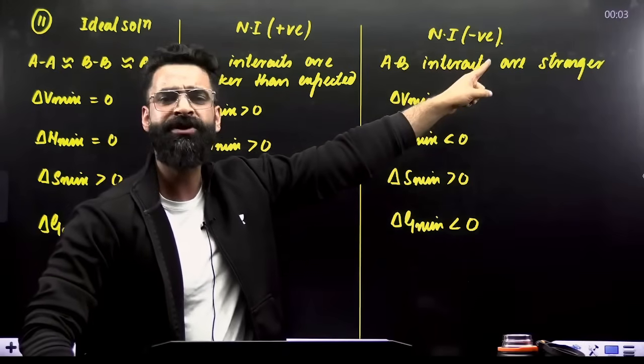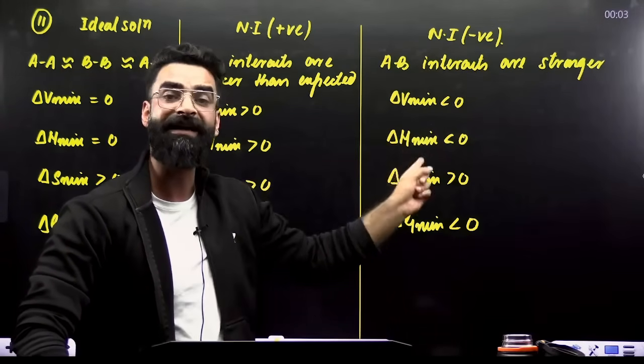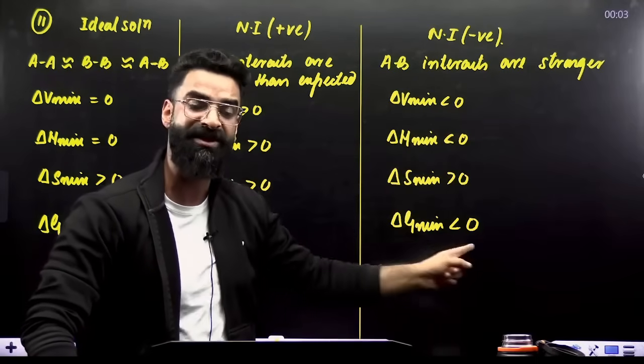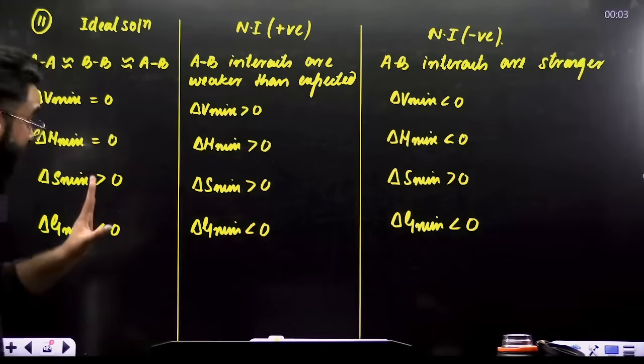Similarly, non-ideal solution showing negative deviation: AB interactions are stronger than expected. Delta V mixing is negative, delta H mixing is negative, delta S mixing is positive, delta G mixing is negative. Anything can be asked from this particular table as well. Remember this, okay? And do remember one thing.